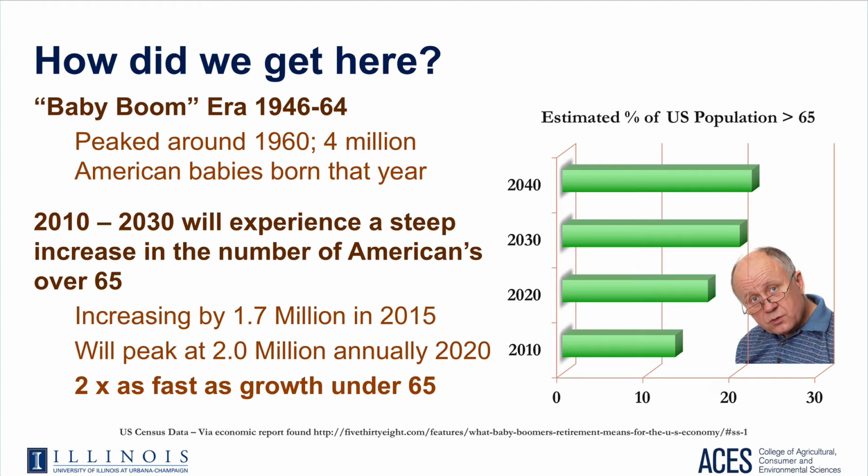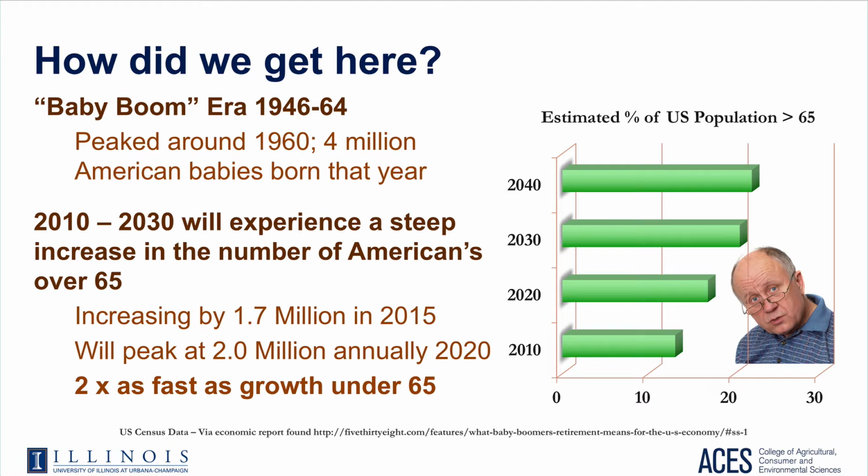How did we get here? Well, the baby boom era from 1946 to 1964 peaked about 1960. And at that point, we had about 4 million babies born a year. So you kind of think that that's the baby boom. We have more and more babies being born. And as those babies have aged through the American consumer system, what we have is a steep increase in the number of Americans who are over 65.